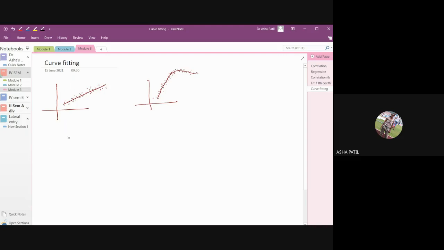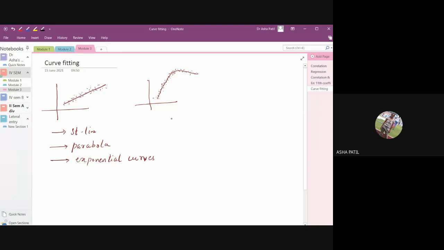Now we are going to study curve fitting for different curves. So one is a straight line. Next we have a parabola, and next we have exponential curves. Exponential curves. In this we have two types again. Okay, so let us go for fitting of a straight line today.